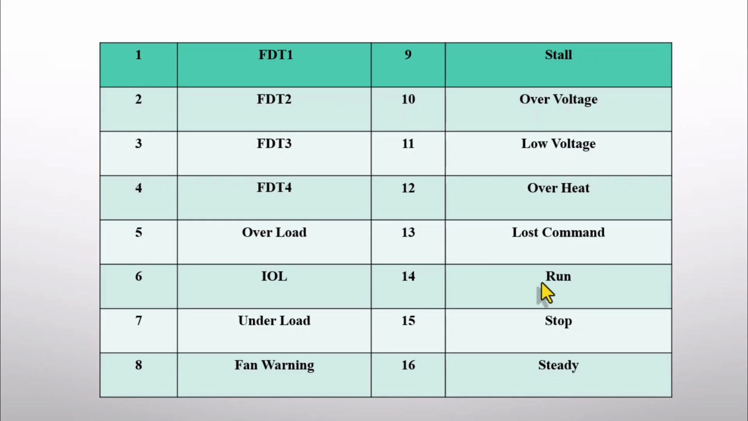So you need to assign a function to each of your relay outputs or transistor outputs. This relay output is supposed to be activated only in the situations you have set. It could be run, it could be stop, it could be steady, it could be a specific fault, or it could be at a certain frequency. So it operates according to the option you have set.